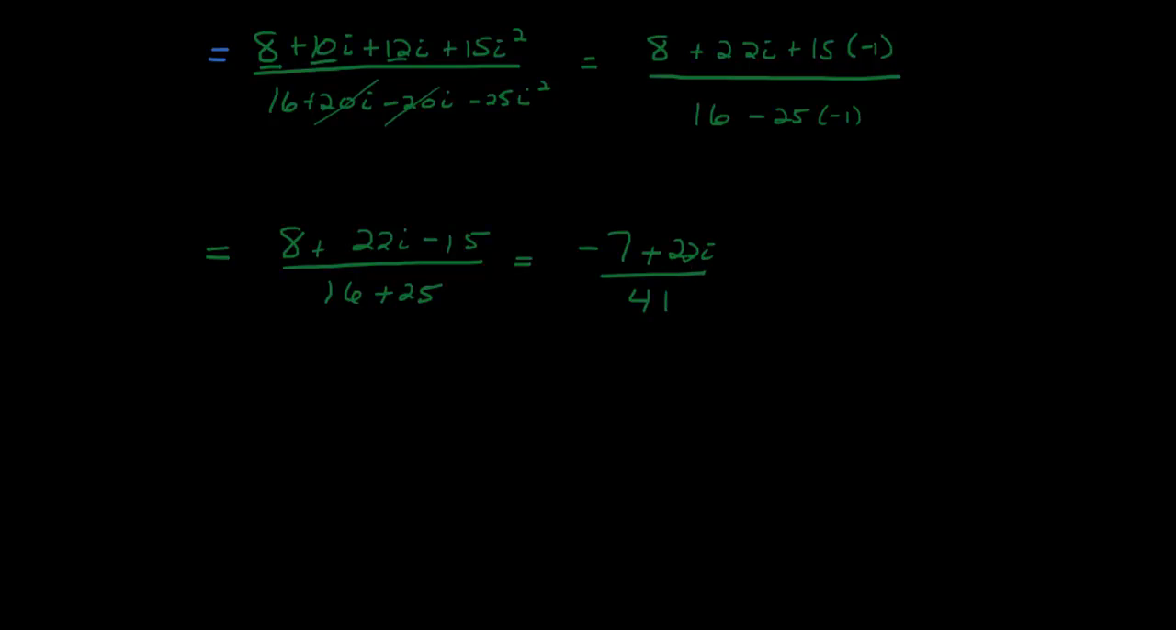However, you're going to see most textbooks, and even some of your instructors might just like to split up the real portion and the imaginary portion. So you would have to split this up in such a fashion. This 41 gets grouped with the negative 7, and this 41 also gets grouped with that positive 22i. So you could write this as negative 7 all over 41 plus 22 all over 41 i. So either one of those are acceptable.